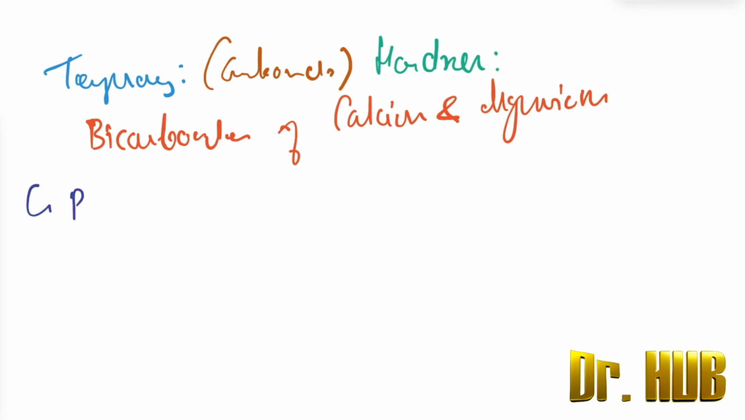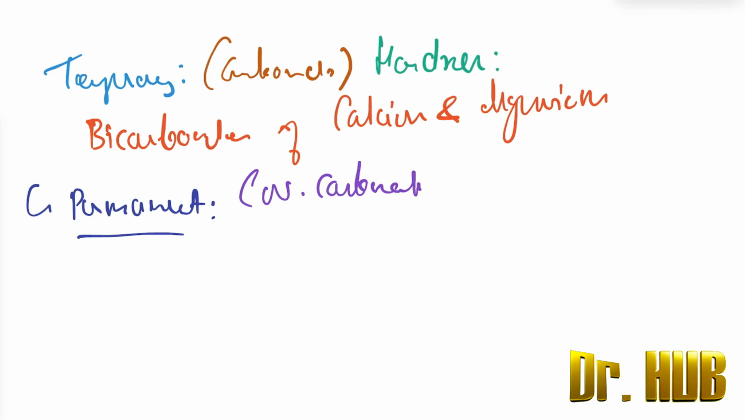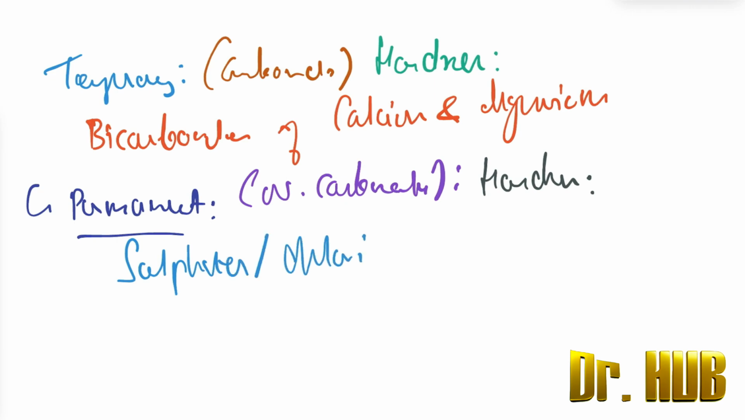Next is the permanent, non-carbonate hardness. This permanent hardness is due to the sulfates, chlorides and nitrates.